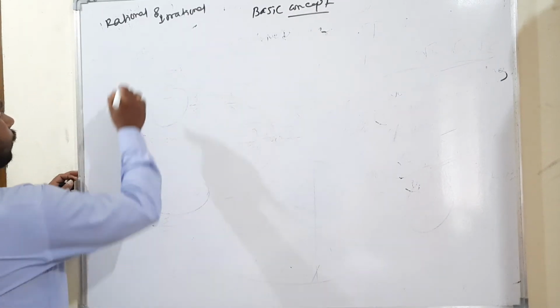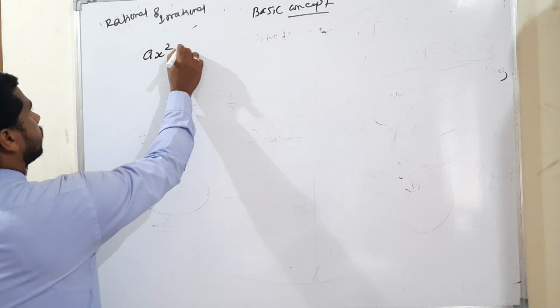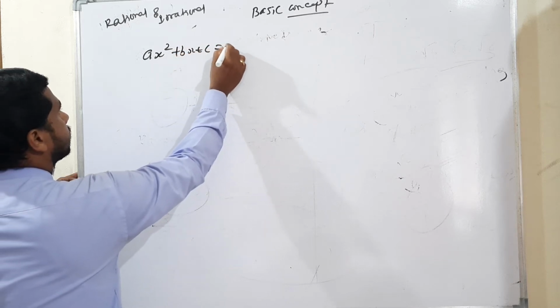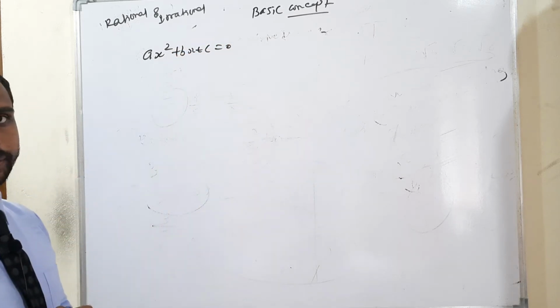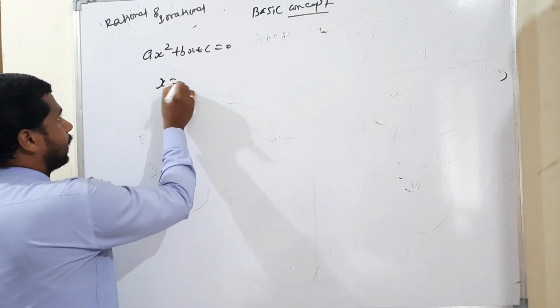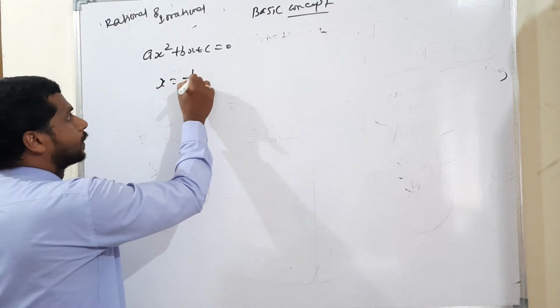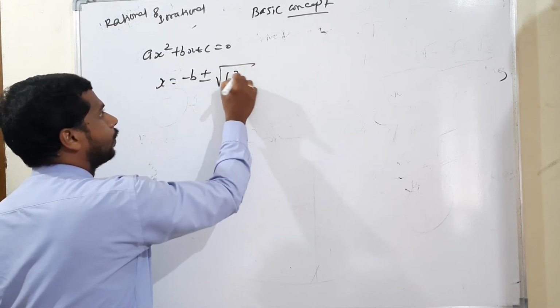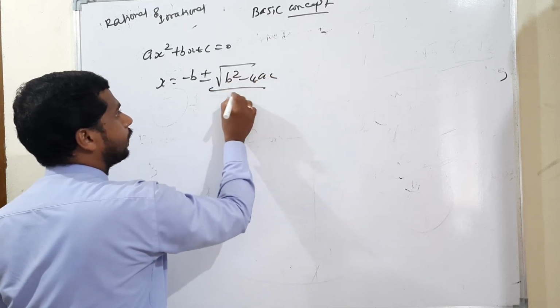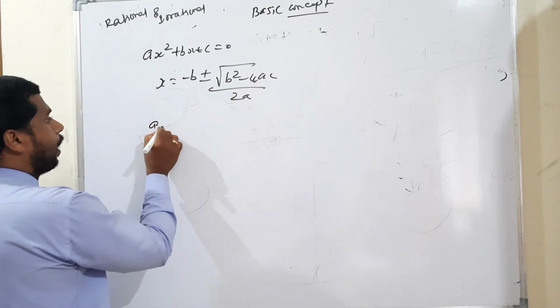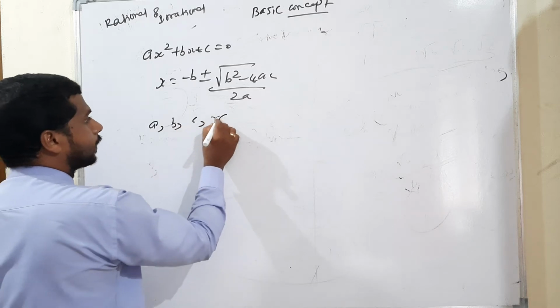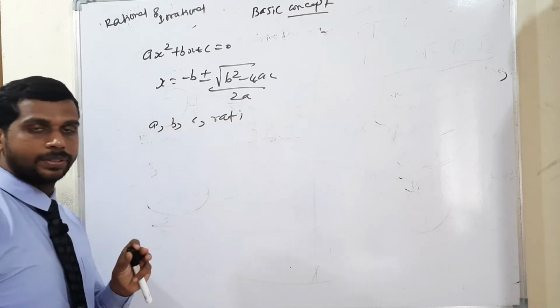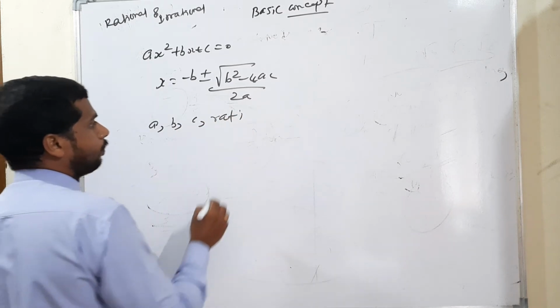If you have the basic quadratic form, what is the equation? ax² + bx + c = 0. What is the basic term x? If you need to find x, it is x = (−b ± √(b² − 4ac)) / 2a. If a, b, c are rational, the roots are rational. Rational means we can always say it is in p/q form.